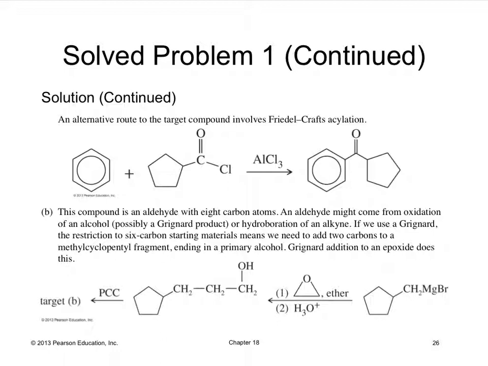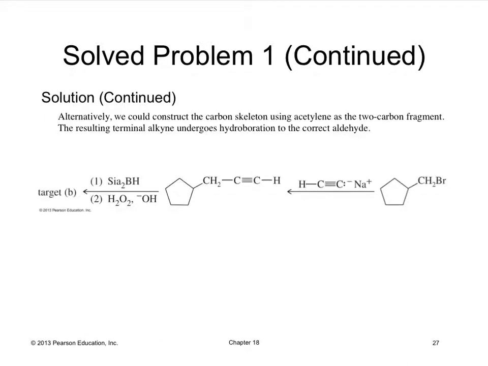In terms of compound B, you can start off with the cyclopentane-bearing Grignard reagent. In the presence of epoxide, you open up the epoxide so you generate the alcohol. And then oxidize this to the aldehyde using a mild oxidizing reagent, PCC, Swern, or DMP, to generate your target.